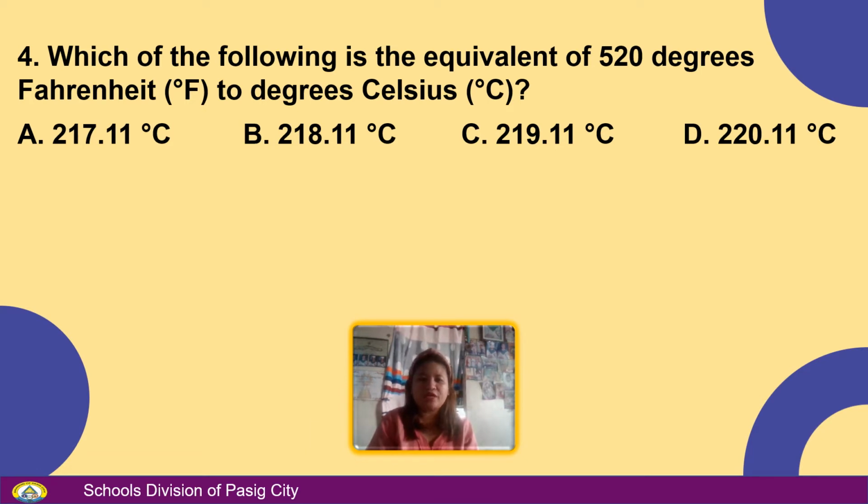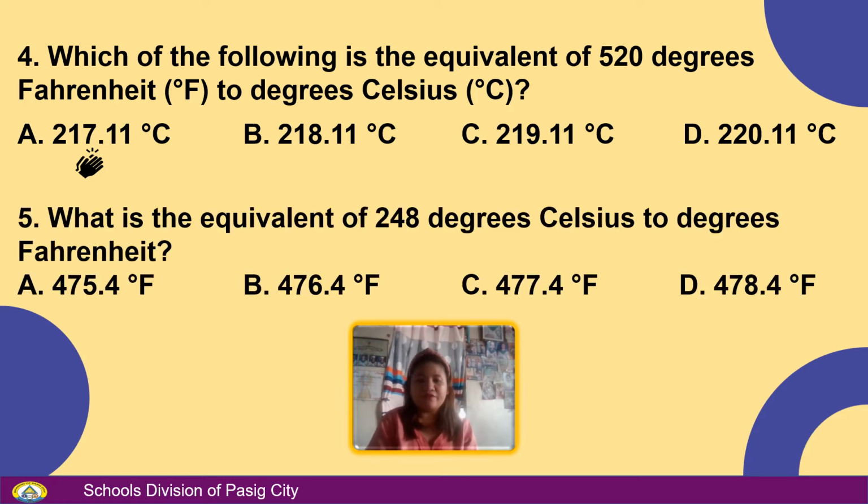Number 4. Which of the following is the equivalent of 520 degrees Fahrenheit to degrees Celsius? A. 217.11 degrees Celsius. B. 218.11 degrees Celsius. C. 219.11 degrees Celsius. And D. 220.11 degrees Celsius. A. 217.11 degrees Celsius.